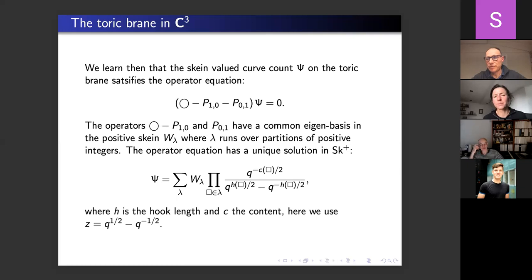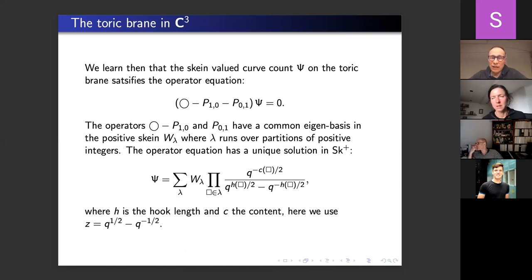Can you write down analogous equations for other knots? You wrote it for the conormal in S3. How about for other knots? For the conormal, yeah. So what can we do?